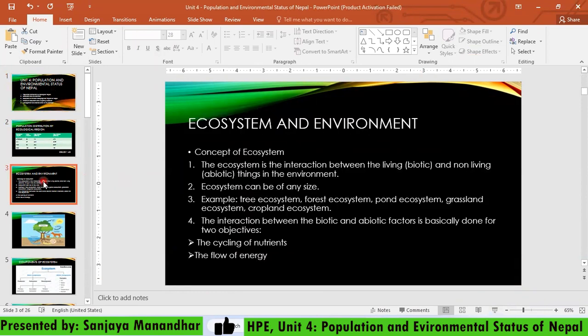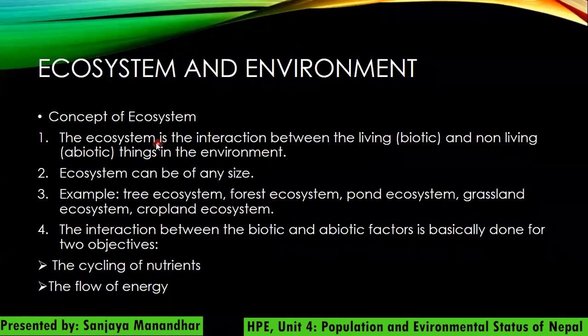So here I can show you this slide. You can see here, the ecosystem is the interaction between the living and non-living things, or living things means biotic and abiotic components. Same thing, ecosystem can be of any size. I have already explained. Look here, you can have tree ecosystem, forest ecosystem, pond ecosystem, grassland ecosystem, cropland ecosystem, any type of ecosystem. The interaction between the biotic and abiotic factors is basically done for two objectives. One is the cycling of nutrients, and another is the flow of energy. I will not focus on this more.